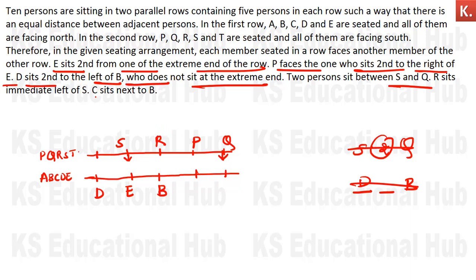The last information is C sits next to B. So C is going to sit next to B. B is here. B is next to this. C has to be here. A is left out. A has to be here. T is left out here. T has to be at this particular place. Right. So this is the final arrangement.